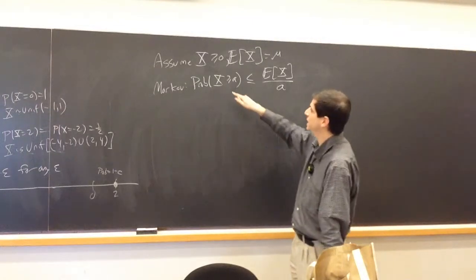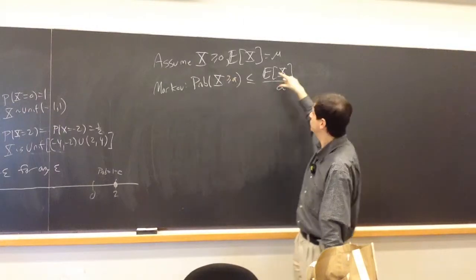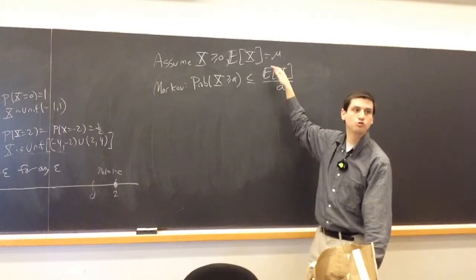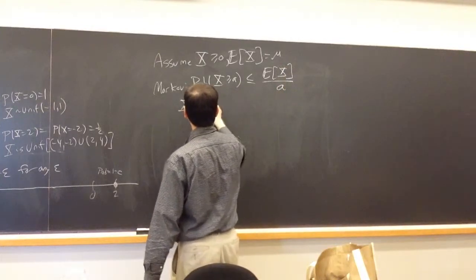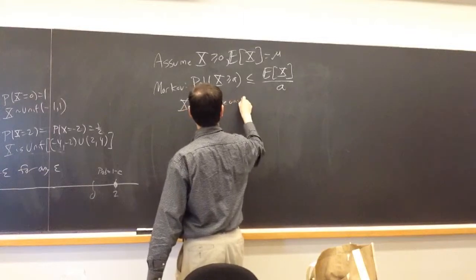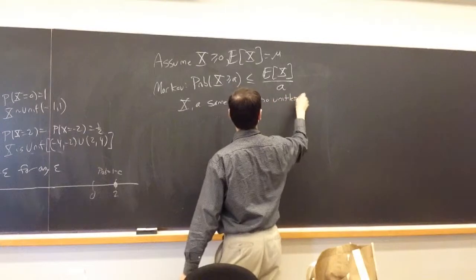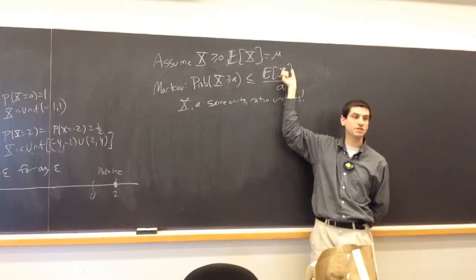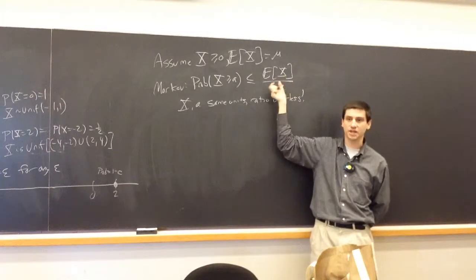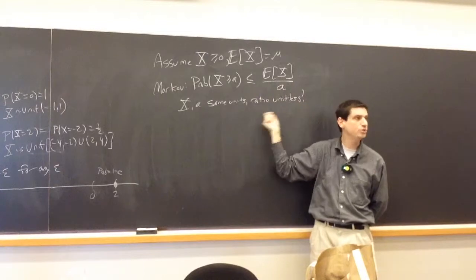That's going to be huge today. If x is in meters, a should be in meters. This is a ratio that's going to be unitless. Great. Probabilities should be unitless. So x and a, same units, ratio is unitless. So this is a great indication that the expected value of x over a is worth studying, that this is a quantity that should control what's going on. It's unitless.